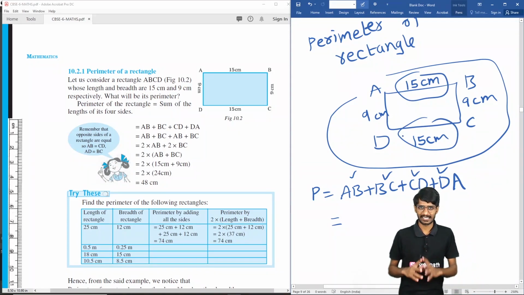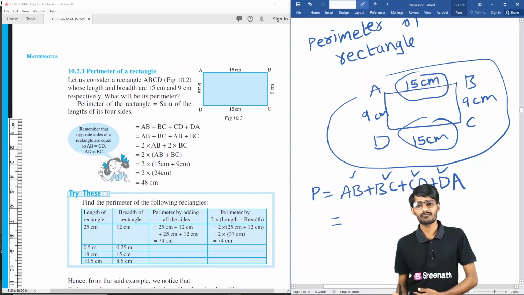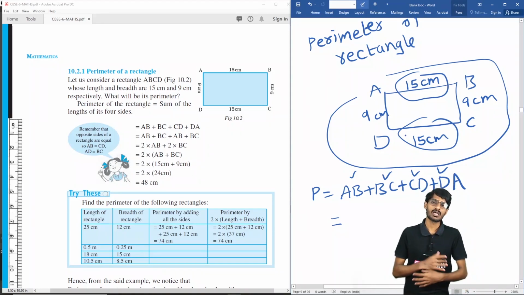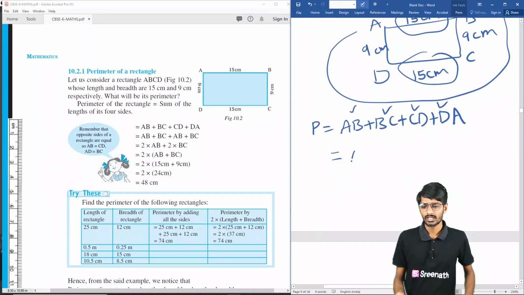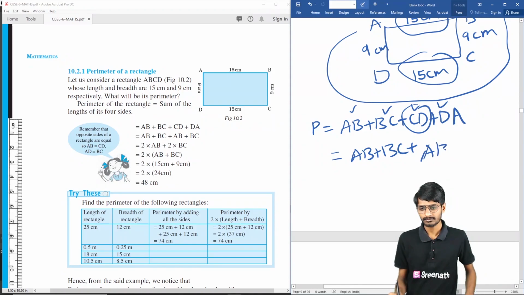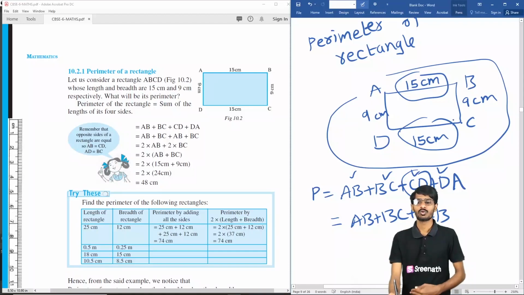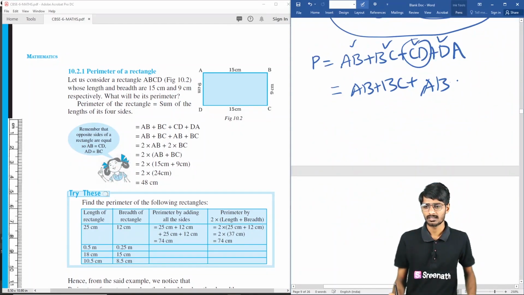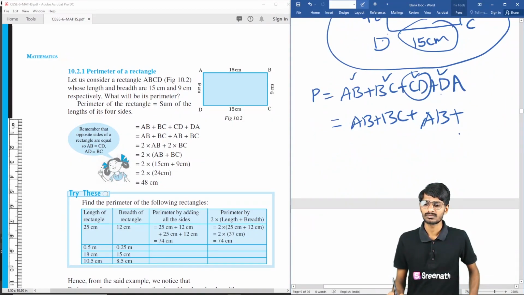We know that in a rectangle, opposite sides are equal. That's why here also 15 centimeters, here also 15 centimeters. So opposite sides are equal, and we can equate AB to CD. So AB plus BC as it is, and instead of CD, I can write AB, because both are equal. Next, instead of DA, I can write BC, because both are the same.